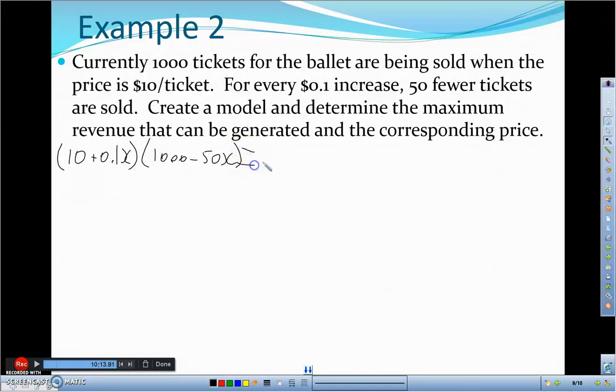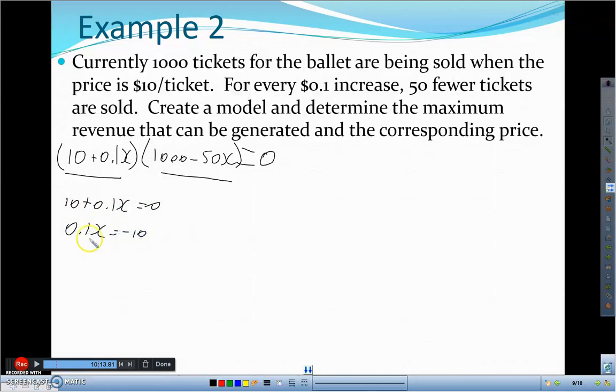Just to speed up a bit of time, I've transferred on to the next slide, so we're going to find when these ones are going to be equal to 0, which will tell us the roots. So one root is going to happen when 10 plus 0.1x is equal to 0. That's going to be when 0.1x is equal to minus 10. Divide by 0.1, divide by 0.1, and x is equal to negative 100.